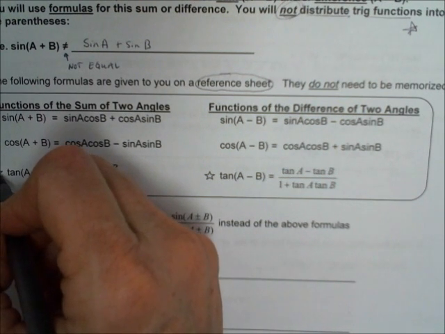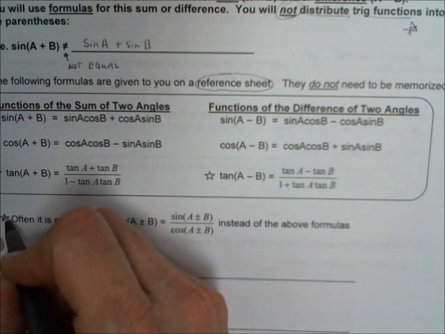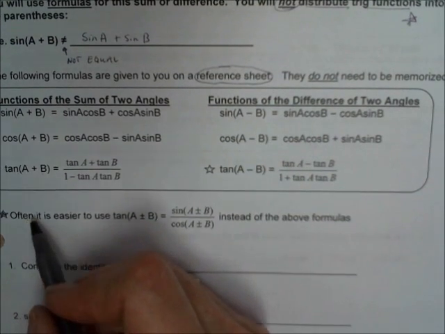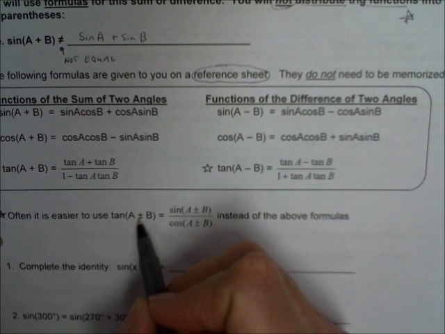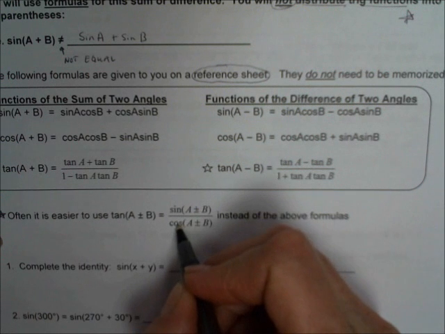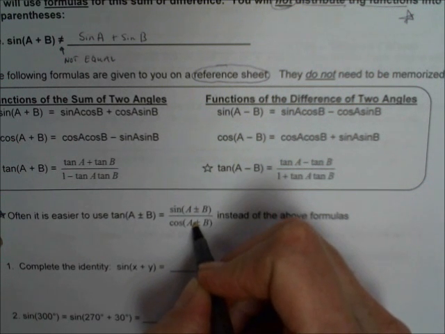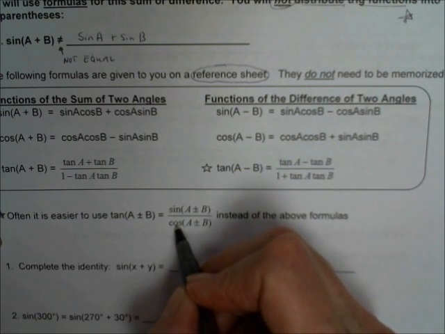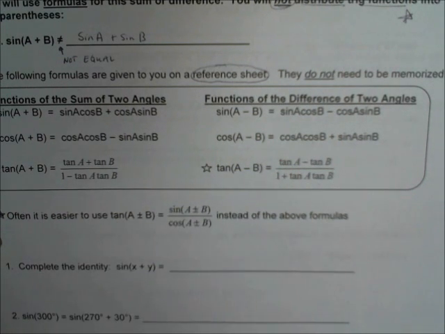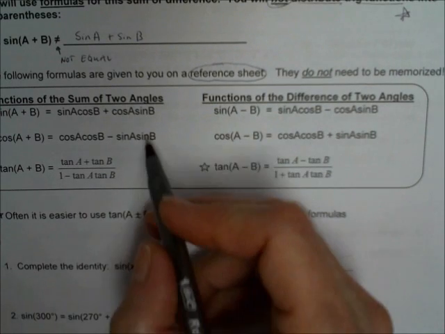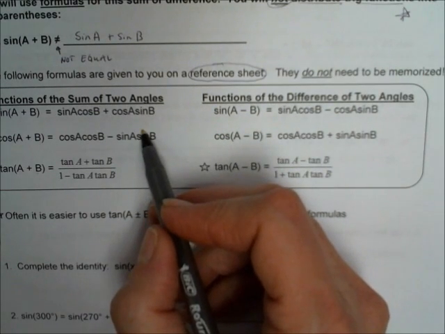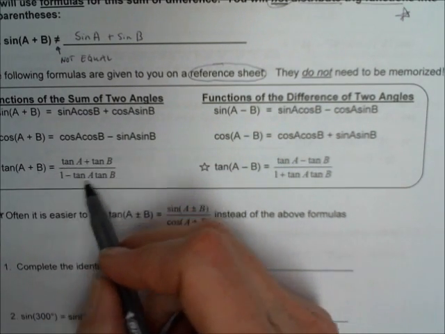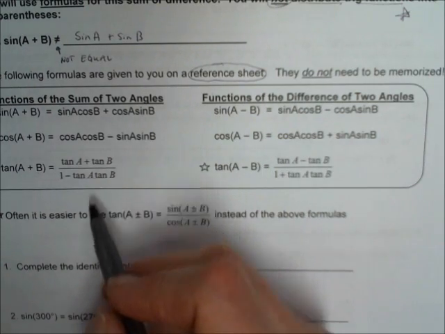You'll see a little star here, which is indicated as a note down here. Sometimes, if you already know the sine of a plus b and the cosine of a plus b, you can always get the tangent of a plus b by dividing sine over cosine, because sine over cosine is equal to tangent. So if you already know these two values, you don't have to use this formula if you don't want to, but you can.